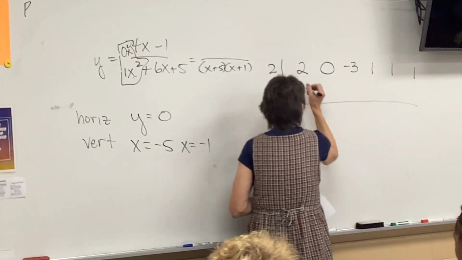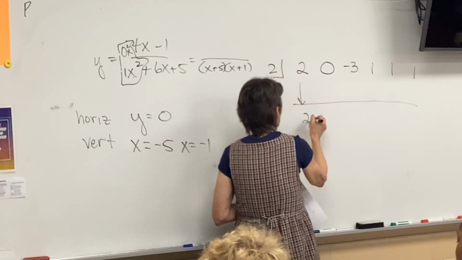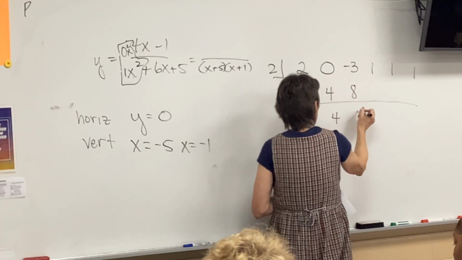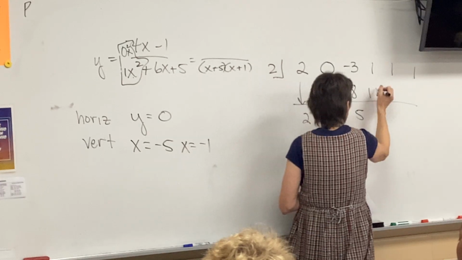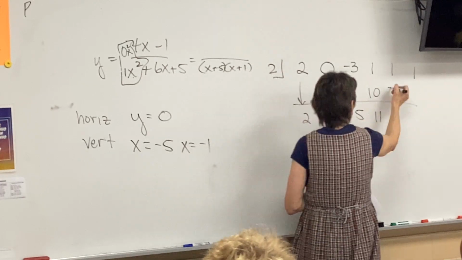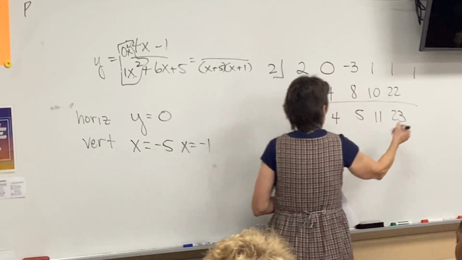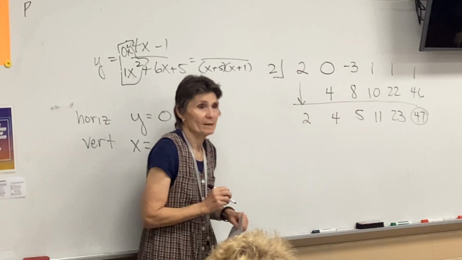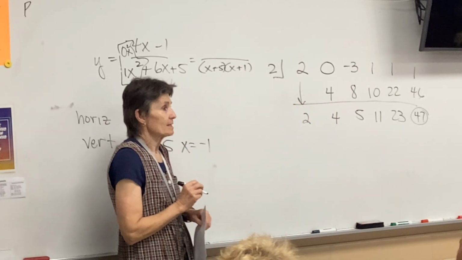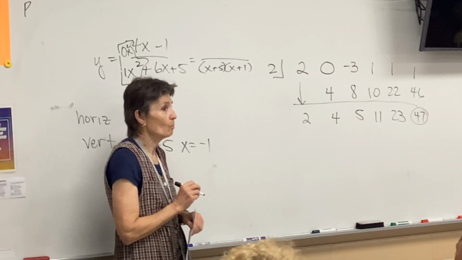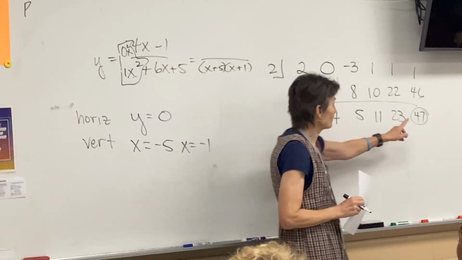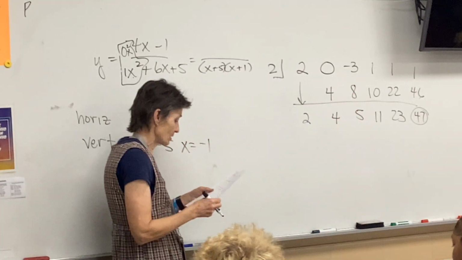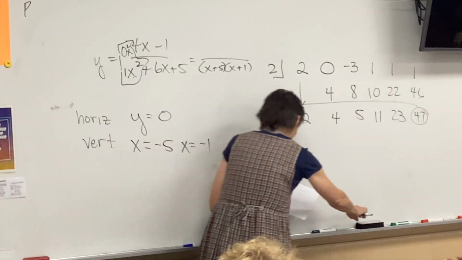And then I divide. So I bring my 2 straight down. 2 times 2 is 4. Add. 2 times 4 is 8. Add. 2 times 5 is 10. Add. Oh, this is getting big, 22, 23, 46. Did you get 47? As your remainder. If this problem involved factors, we would say, oh, we're not a factor, because if something's a factor, that turns out to be 0. We just wanted the remainder. The remainder is 47.